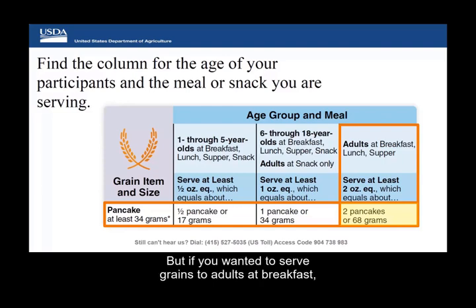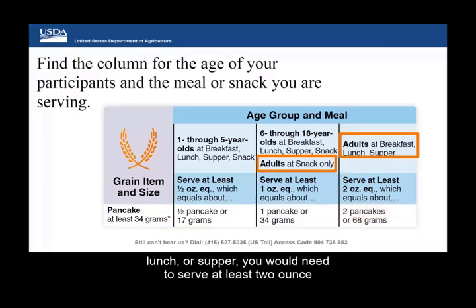But if you wanted to serve grains to adults at breakfast, lunch, or supper, you would need to serve at least 2 ounce equivalents of grains. So you would look at the column that's on the right side of your chart.